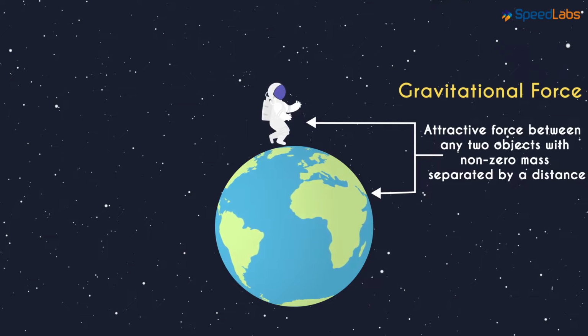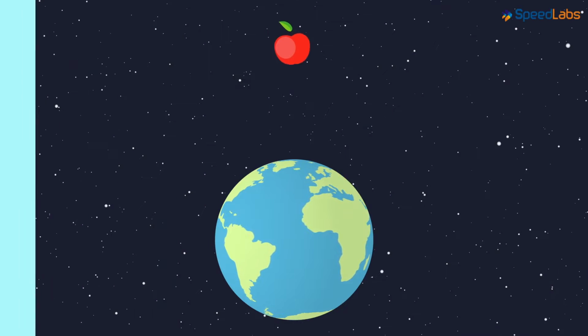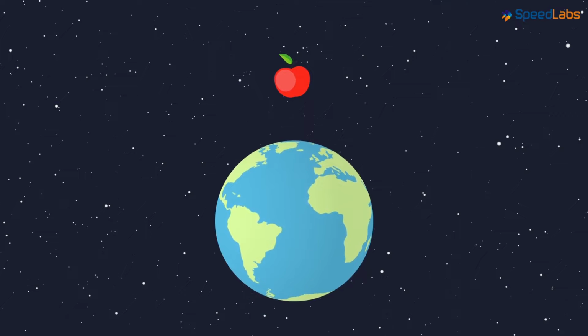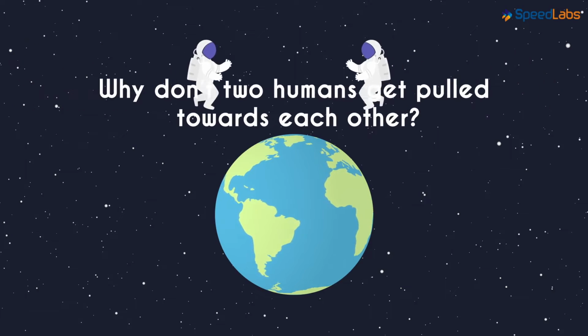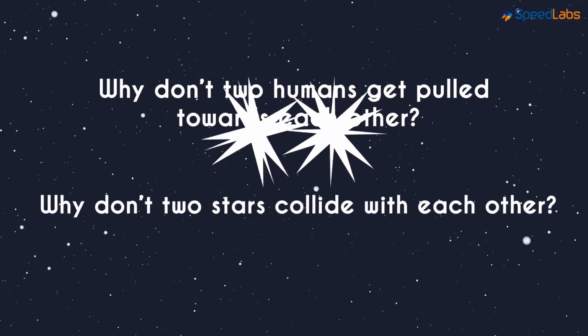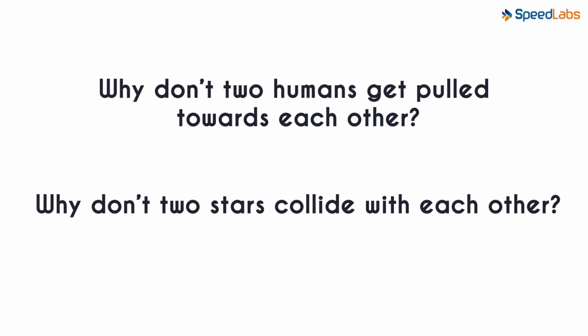After knowing the basics, you'd probably have many questions in mind. Does the apple fall towards the earth, or does the earth move towards the apple? If two objects always attract each other, why don't two humans get pulled towards each other? Why don't two stars collide with each other? After watching our videos based on gravitation, you will be able to answer all these questions and understand various concepts related to them. Happy learning!